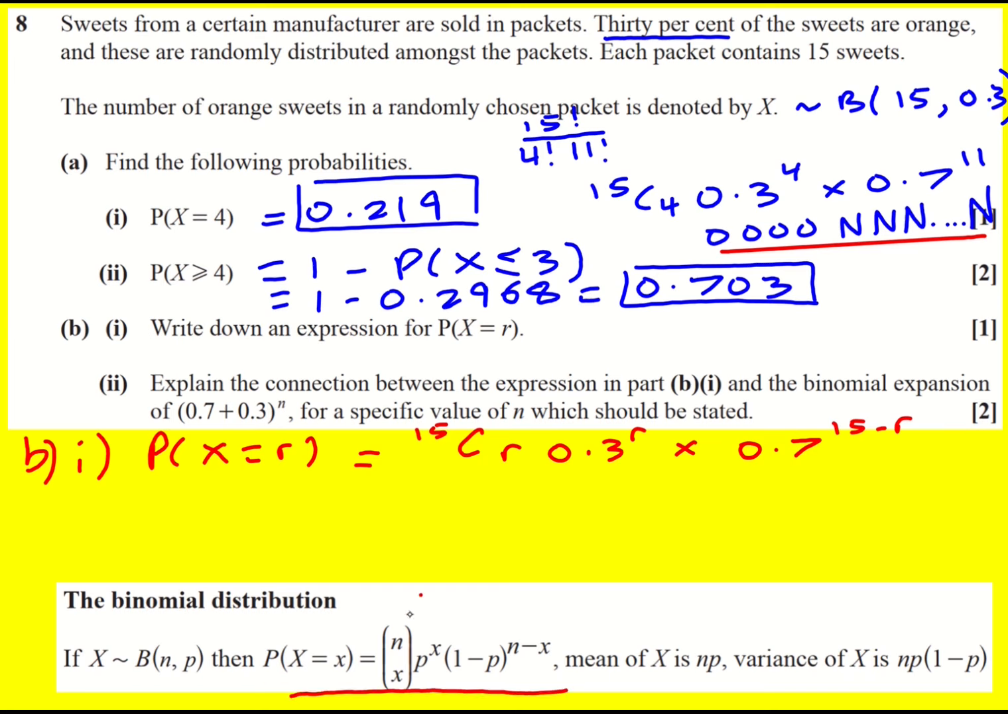We've got that is the same thing as nCr or nCx here, and then they're using p to the x times 1 minus p to the n minus x. So hopefully you're happy what this all represents. This is the number of arrangements, and this is the probability of every single arrangement. That's what's going on.